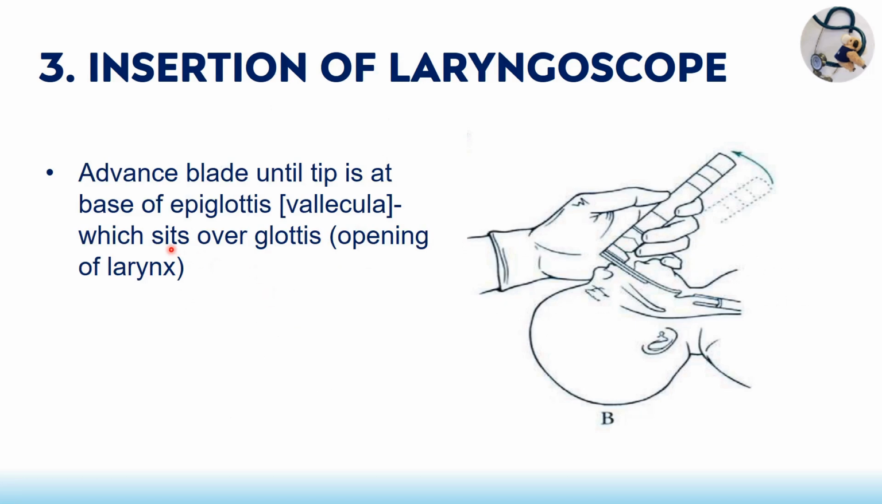Then gradually you advance the laryngoscope until the tip of the laryngoscope reaches the base of the epiglottis, which is known as valvula. So this valvula is sitting over the glottis. Glottis is the opening of the larynx. So until you reach the base of the epiglottis, you should advance the tip of the blade.